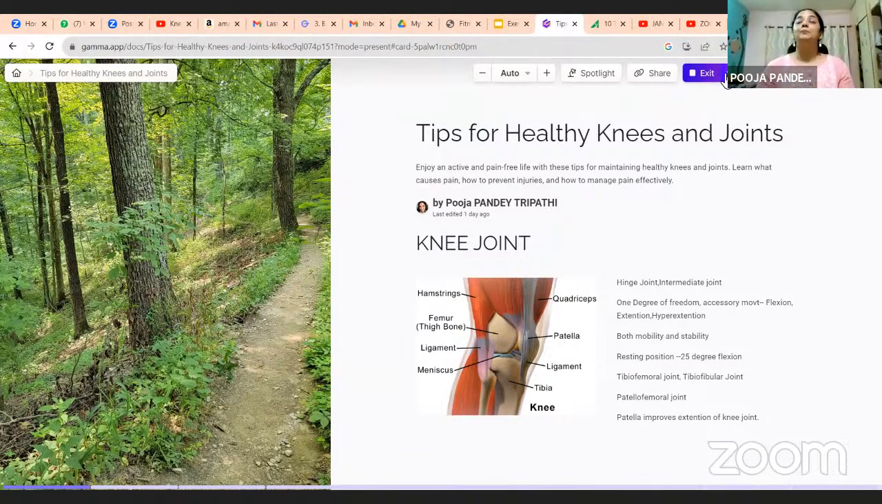Apart from this, yes, there can be injuries, things which you do. For example, gym injuries are very common in the knee. Sports injuries are very common in the knee. Fall injuries are very common in the knee and other joints as well.